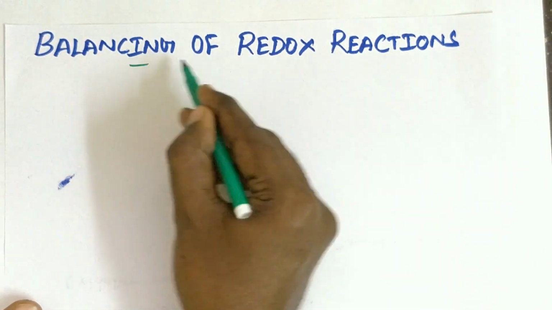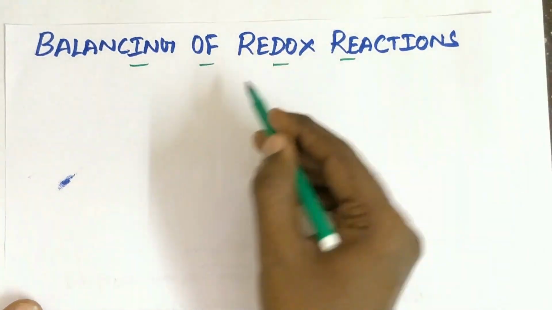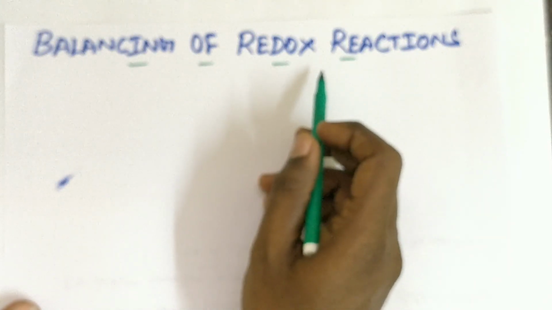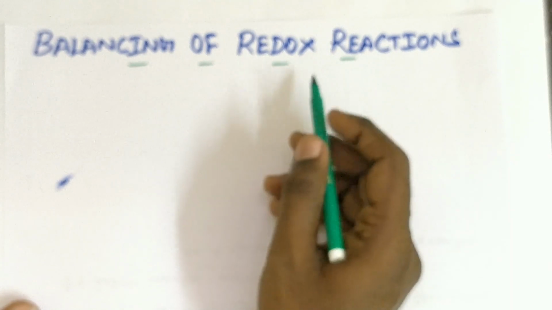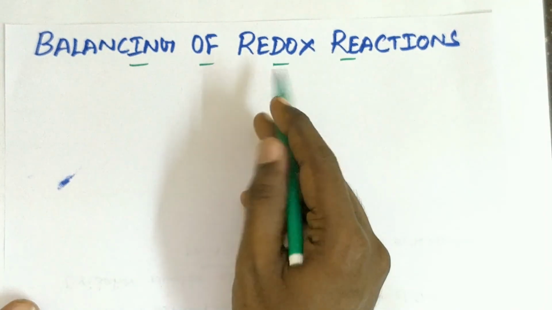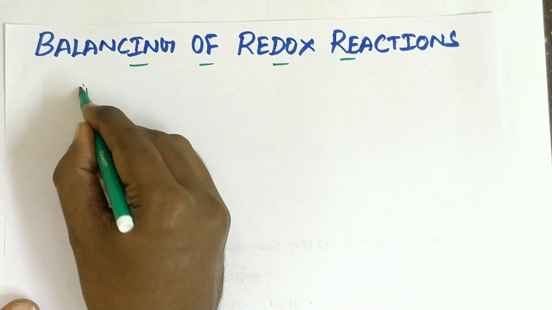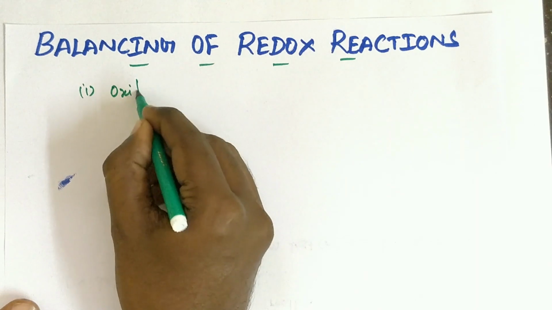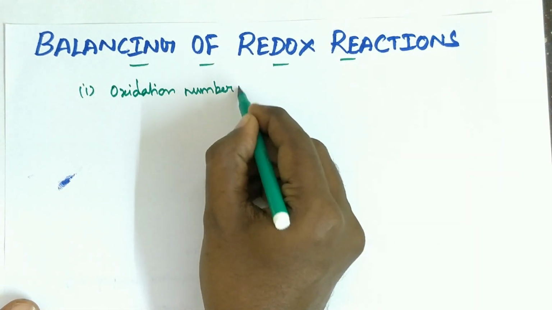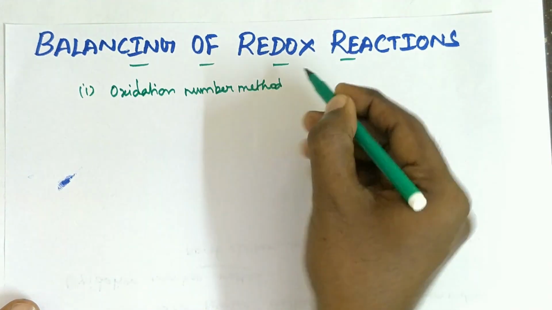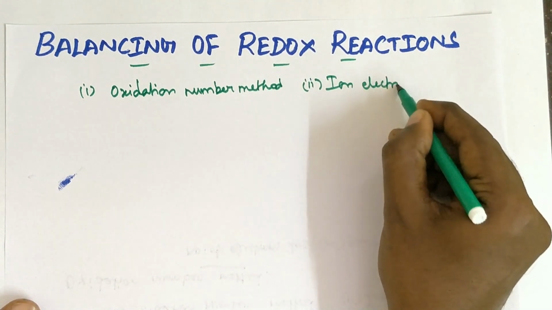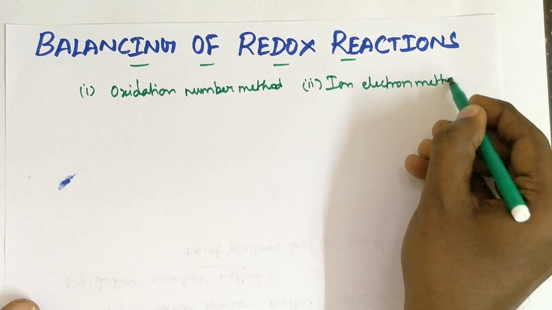So the next topic is balancing of redox reactions. We already know that in a redox reaction, both oxidation and reduction take place simultaneously. Balancing redox reactions is done by two methods: one is the oxidation number method, and another one is the ion electron method.